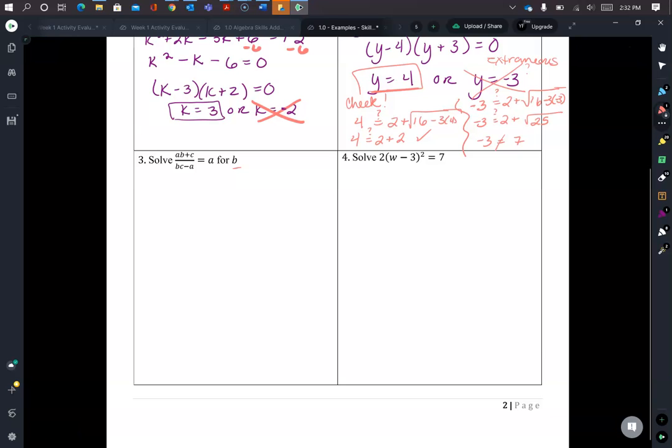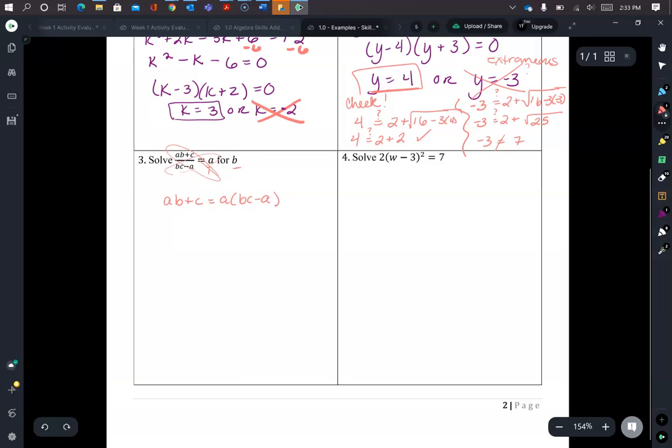In order to do that, we first need to clear the denominator, or you could think of it as cross multiplying. So I have (ab + c) all divided by (bc - a) equals a, and we're solving for b. So I'm really just going to put a 1 here, and then I'm going to cross multiply, or you could think of it as multiplying both sides by (bc - a). So I end up with ab + c equals a times (bc - a).